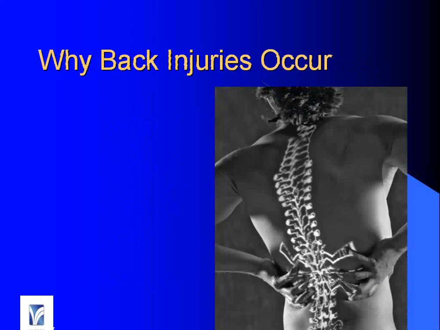So why do back injuries occur? The back has many interactive parts. There are 33 vertebrae in the backbone that extend from the hip bone to the base of the skull. These vertebrae protect your spinal cord. Between the vertebrae are gel-filled pads called discs, which separate and cushion the vertebrae and allow your backbone to be flexible.